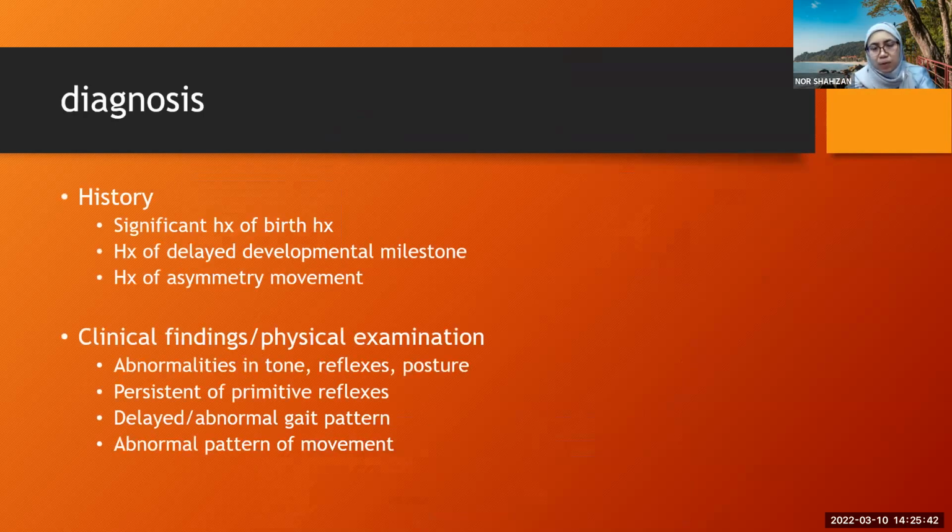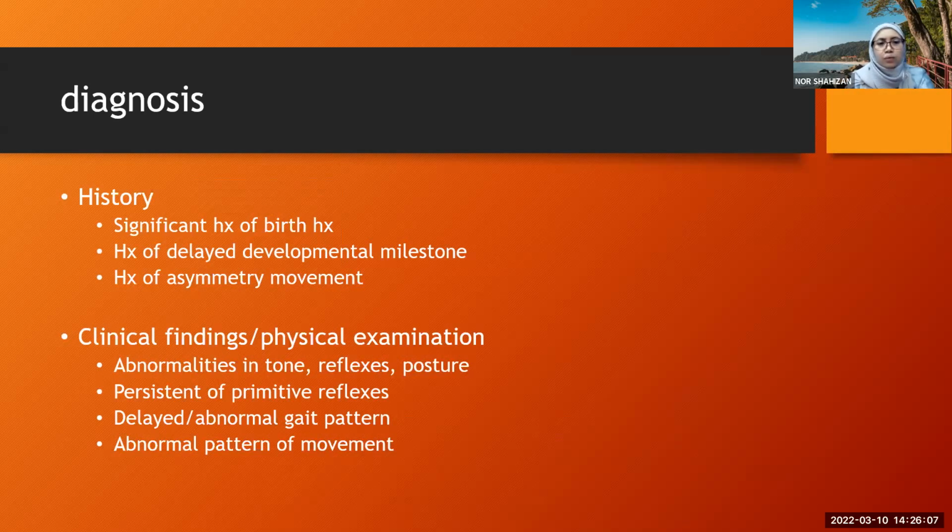Okay, how to diagnose a child with CP? You have to start from taking history. A proper history taking will help you to make a better diagnosis. You need to look for significant history in birth history, history of delayed developmental milestones, and history of asymmetry of movement from the mother. After you take the history, you need to do a thorough physical examination.